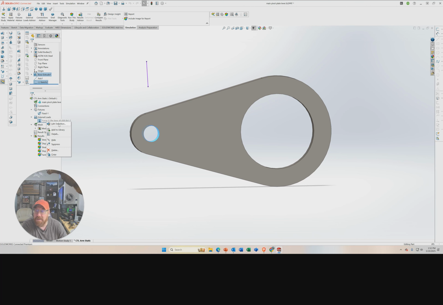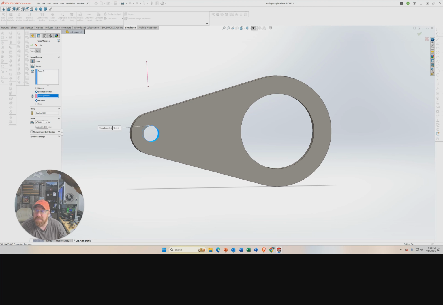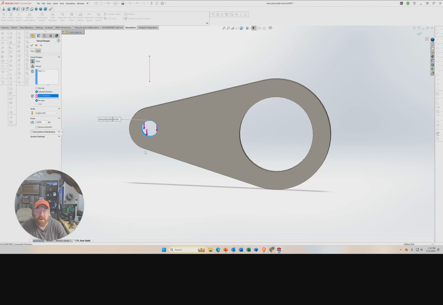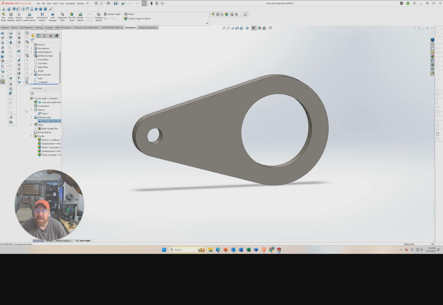We can dive in here and you can see that we have applied a 45,000 pound force to this hole. You can reverse the direction, but it really doesn't matter on this part since the part is identical when it's mirrored about that axis. So it doesn't really matter which direction we're pushing on it. That's 45,000 pounds of force on that face.